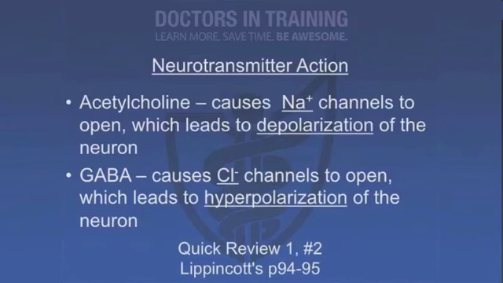Next question. What effects do the neurotransmitters acetylcholine and GABA have when they bind to a receptor? Well, for acetylcholine, you're going to see sodium channels open, and this leads to depolarization of the neuron. In contrast to that, GABA causes a chloride channel to open, and this leads to hyperpolarization of the neuron.